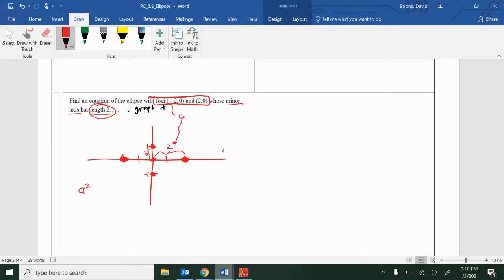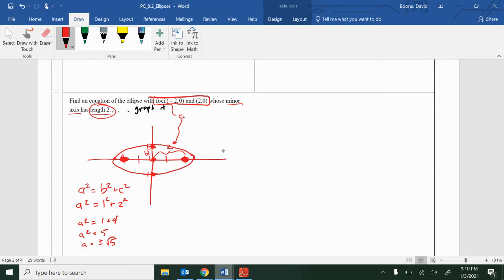And again, using the Pythagorean relationship of A squared equals B squared plus C squared, A squared equals the B value, which is 1 squared, plus my C value, which is 2 squared. So A squared equals 1 plus 4. A squared equals 5. A would be plus or minus the square root of 5, which is again a little bit over 2. So that's where this would end up.